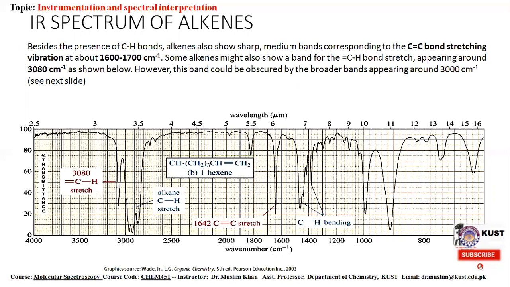So this is the IR spectrum of alkene. Besides the presence of carbon-hydrogen bonds, alkene also shows sharp medium bands corresponding to carbon double bond stretching vibration at about 1600 to 1700, while some alkenes might also show a band for carbon hydrogen stretch appearing around 3000, as shown below. However, this band could be obscured by the broader band appearing around 3000. This is quite broad.